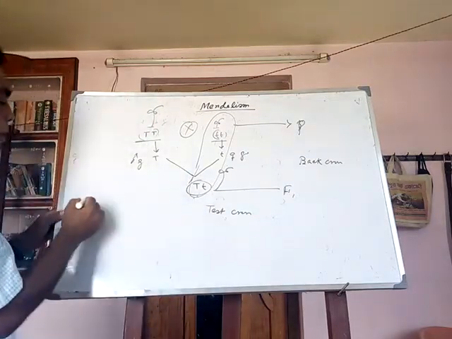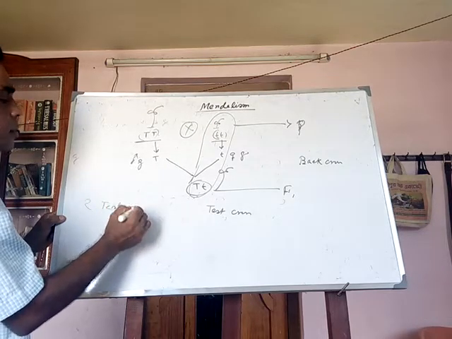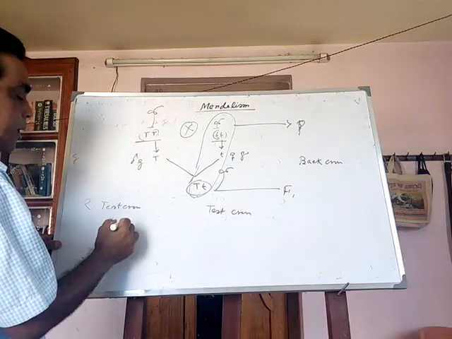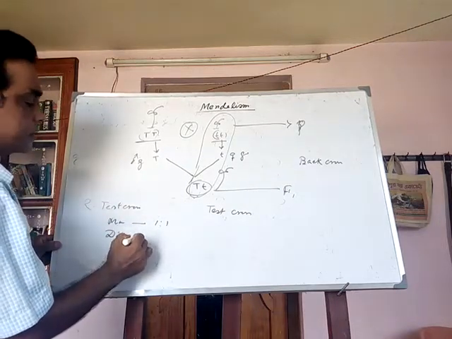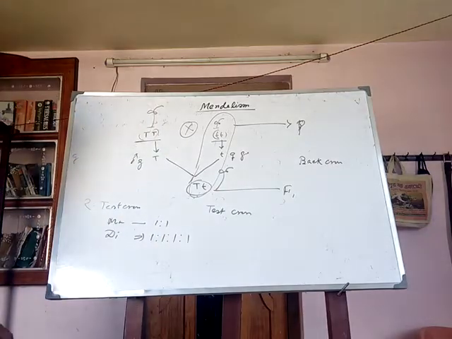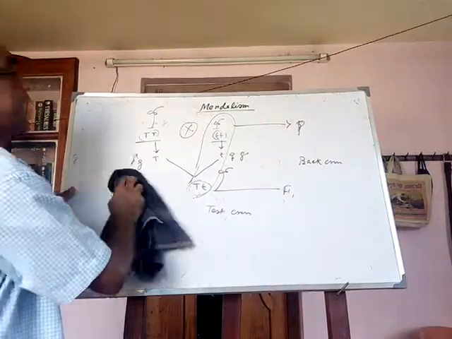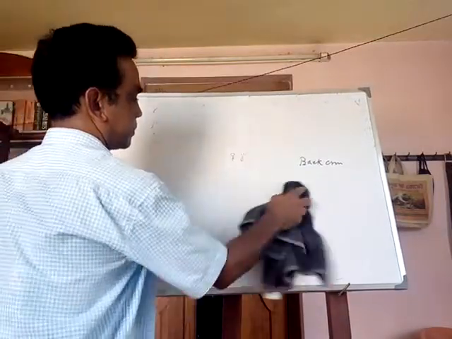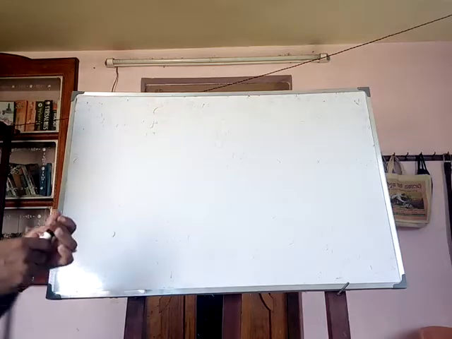Now what is the ratio of test cross? According to the monohybrid cross, the test cross ratio is 1:1, and for the dihybrid cross it is 1:1:1:1. Now we learn about the deviation of Mendelism.